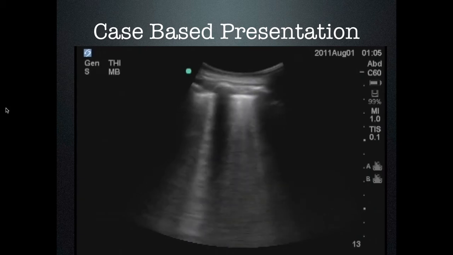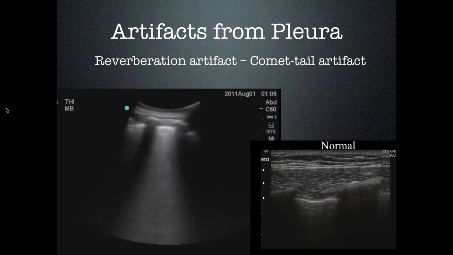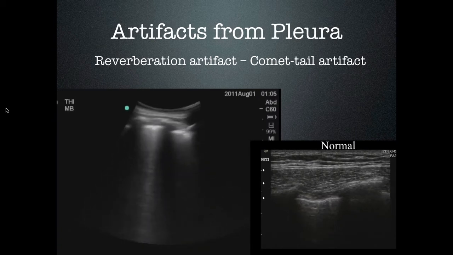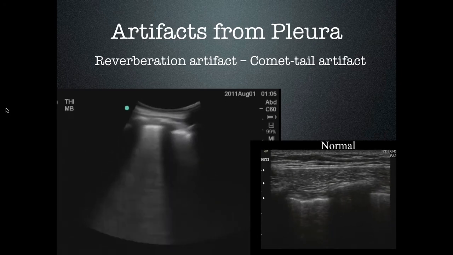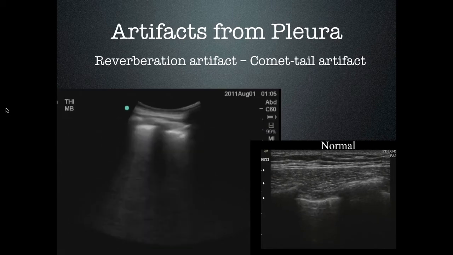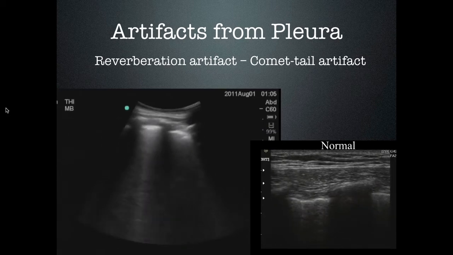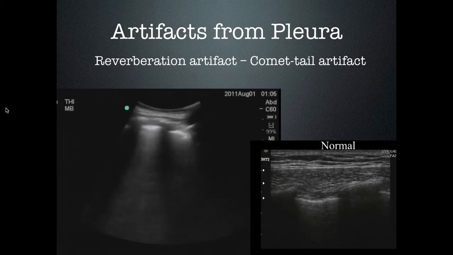What is this artifact? This is called a reverberation artifact. It is also called a comet tail artifact. It is also called B-lines. Generally, I would rather for you to learn that this is a reverberation artifact and it is indicative of an air-fluid interface, generally on a microscopic level. If it was a large air-fluid interface, it would be a pleural effusion.